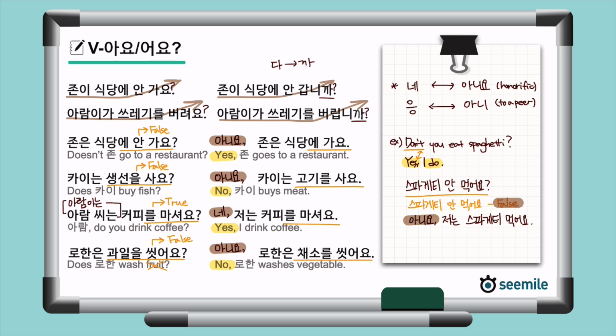Now repeat after me. 아람이가 쓰레기를 버려요? 아람이가 쓰레기를 버립니까? 조는 식당에 안 가요? 아니요, 조는 식당에 가요. 카이는 생선을 사요? 아니요, 카이는 고기를 사요. 아람 씨는 커피를 마셔요? 네, 저는 커피를 마셔요. 로한은 과일을 씻어요? 아니요, 로한은 채소를 씻어요. Great job!